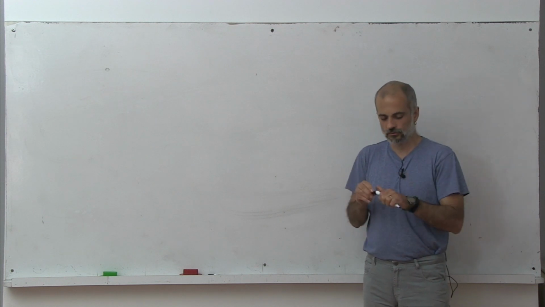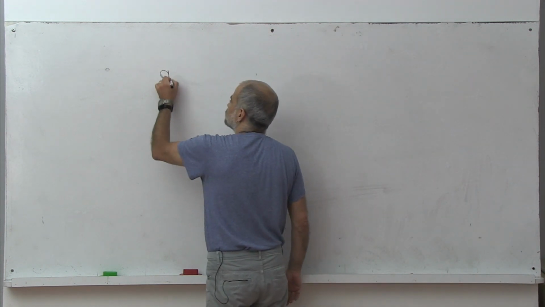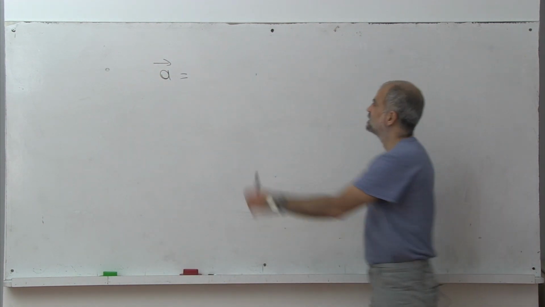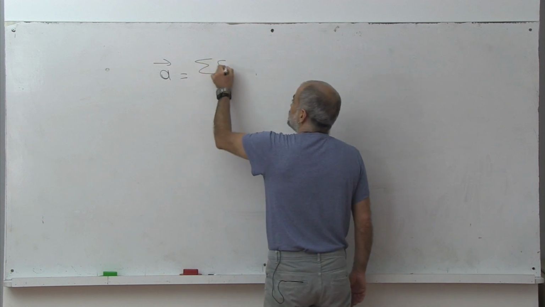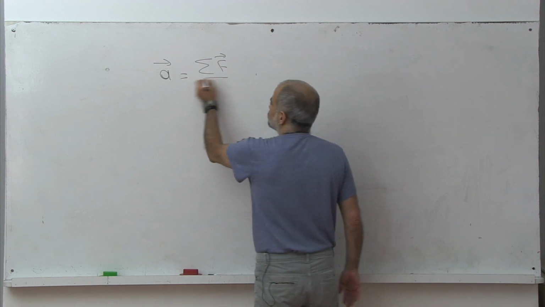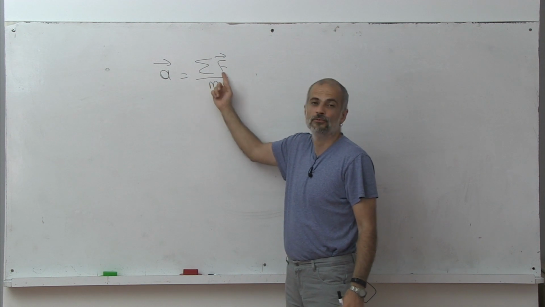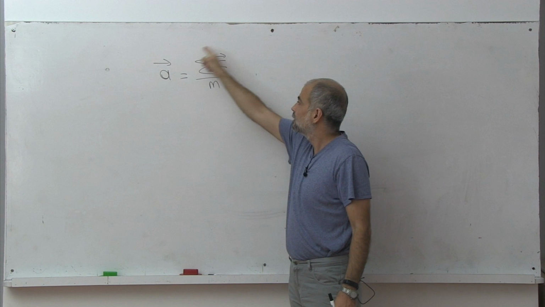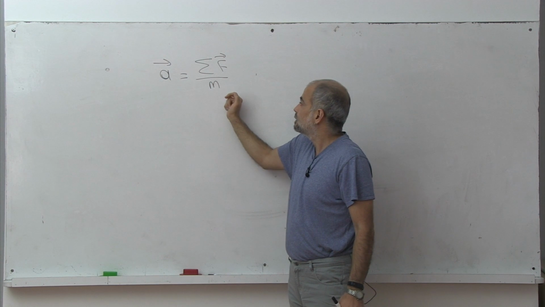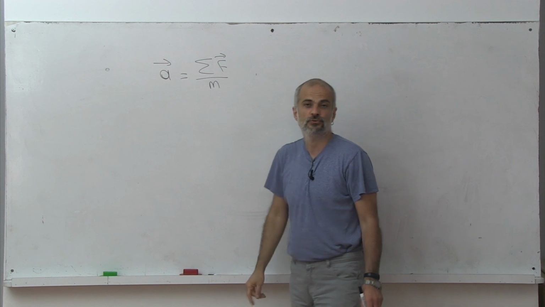Now, Newton, through observation, saw that the acceleration of an object, whether it is at rest or in motion, is always given by the net force acting on the object divided by the mass. Here the sigma sign shows the sum of the forces acting on the object, so this symbol means the net force acting on the object. And the acceleration is always in the direction of the net force and inversely proportional to the mass.